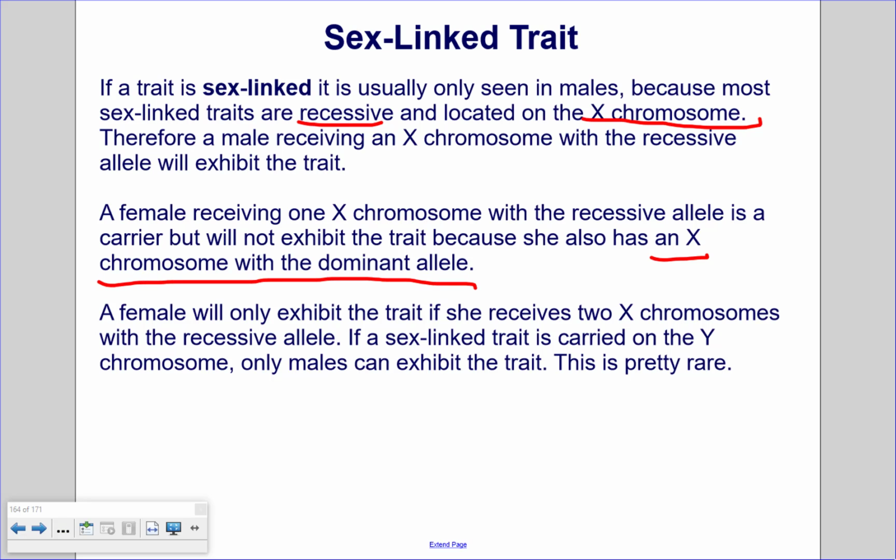A female will only exhibit the trait if she receives two X chromosomes with the recessive allele. She has to be homozygous recessive. If a sex-linked trait is carried on the Y chromosome, then only the males can exhibit that trait. But this is pretty rare.